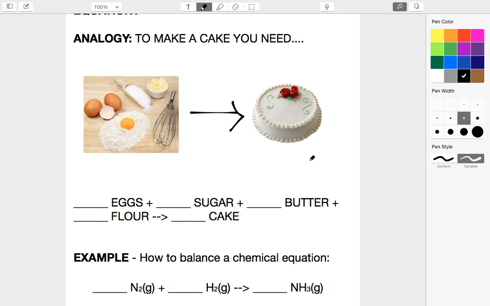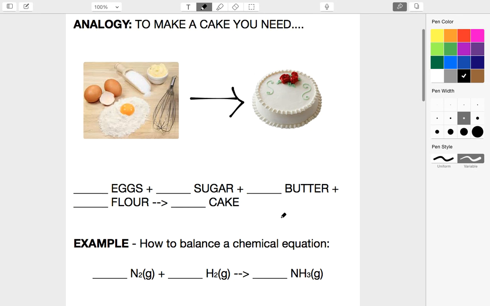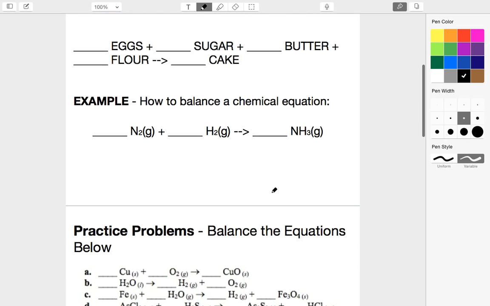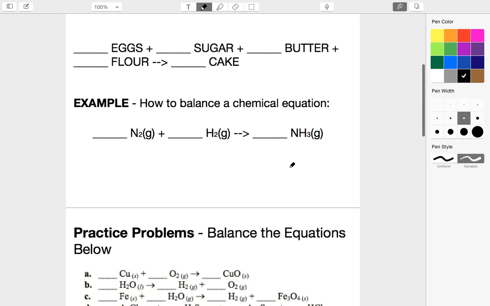Now, this recipe is fine and all, except for the fact that you have no idea how many eggs, sugar, butter, or flour you need, which means you could end up with a really not so great tasting cake, right? So you need to know the exact amounts of egg, sugar, butter, and flour, or your ingredients, also known as your reactants in chemistry, in order to have an awesome product, or an awesome cake. So that's why we need to balance chemical equations. Right, so let's start with how to balance a chemical equation.